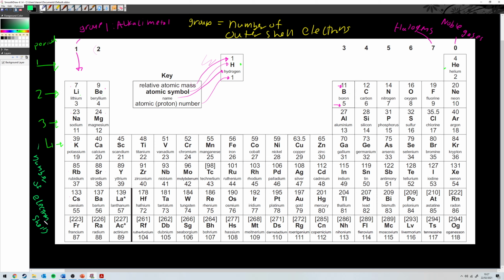So, let me give you some examples. Lithium is in group 1. That means that lithium has 1 electron in its outer shell. Lithium is in period 2. That means that it has a total of 2 electron shells. Now, later on you'll understand what this means, but for now it's important to get this information down somewhere.